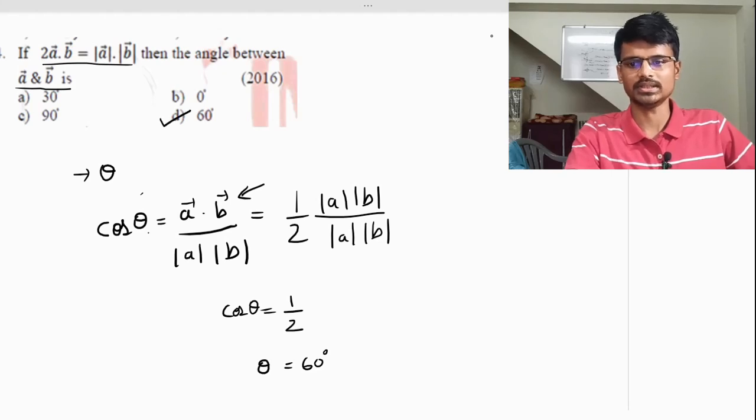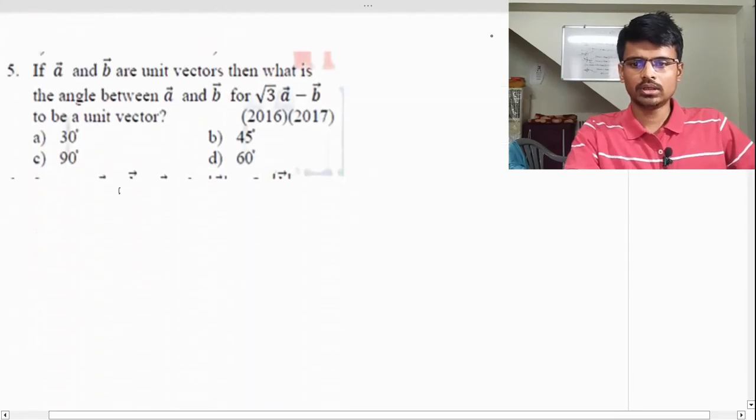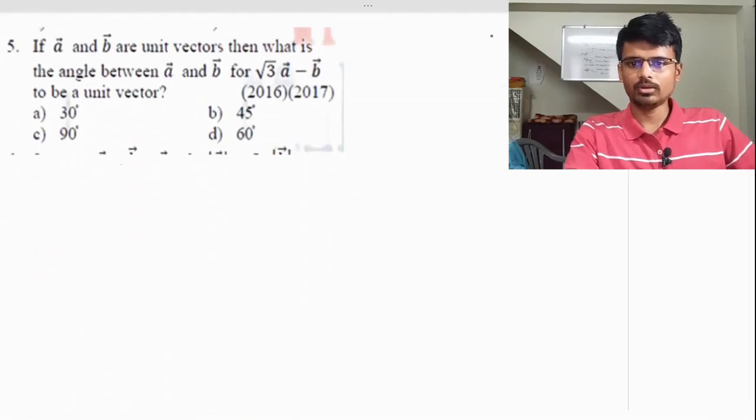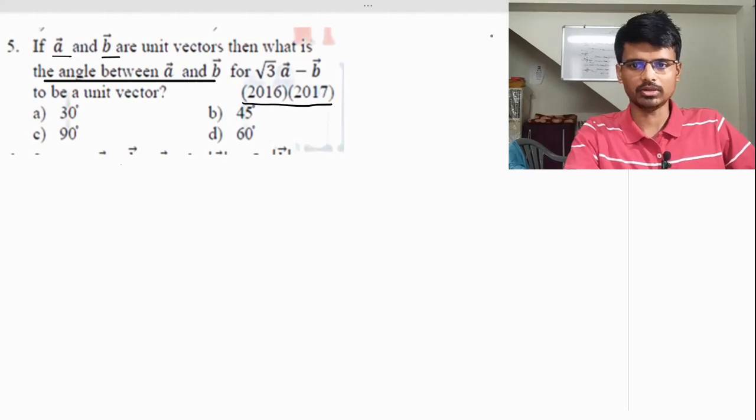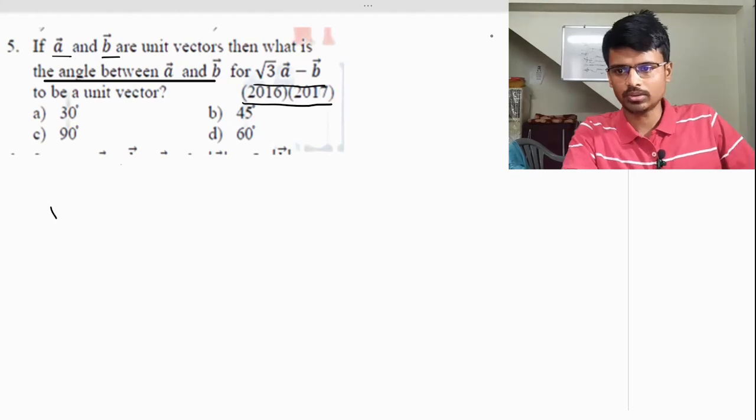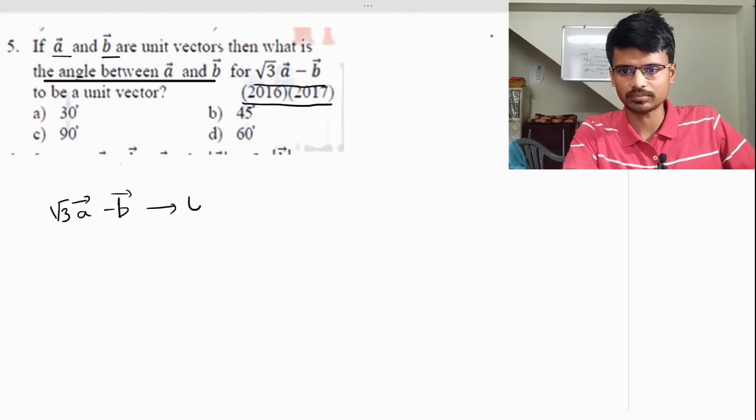Okay, so this was a pretty easy question. You just need to know this relation between the dot product and cos theta. Moving to the next question. So this is an interesting question. This was asked twice. Okay, so we have got two unit vectors, a bar and b bar. We need to find the angle between them, and we have got one more unit vector, which is root 3 a bar minus b bar. This is also a unit vector. Let me just write that.